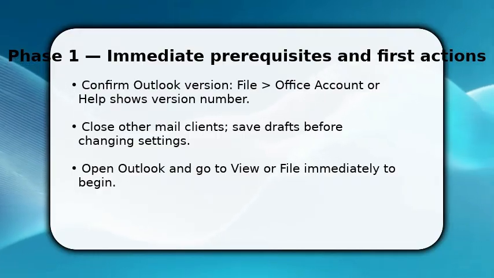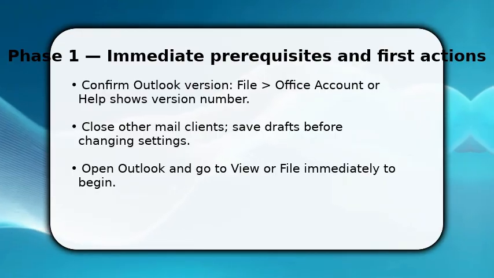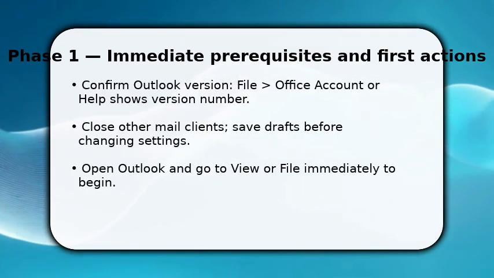You start by confirming the Outlook version so settings match. Open Outlook now and make sure other mail apps are closed. Once done, go to File Options if you're on desktop, or to Settings Mail Layout in web. This prevents confusion between clients and ensures changes apply where you intend.